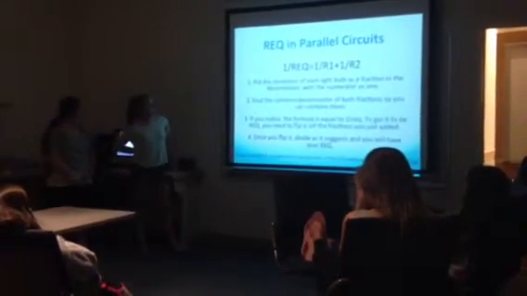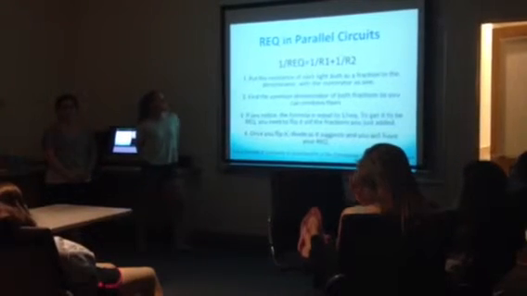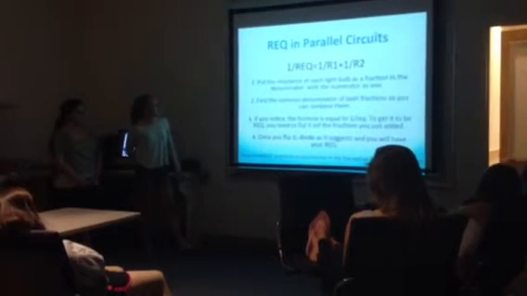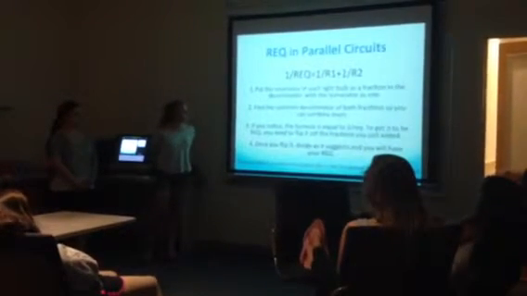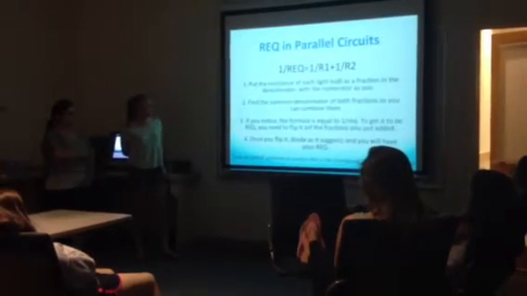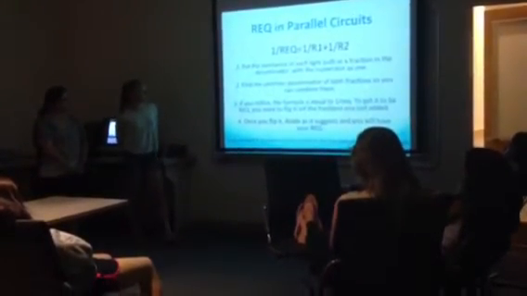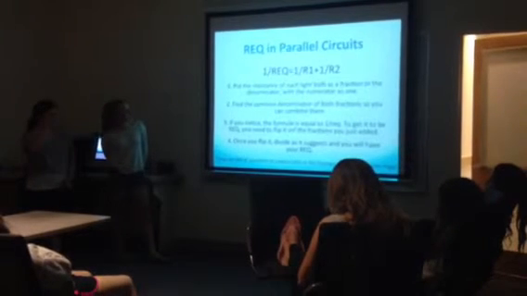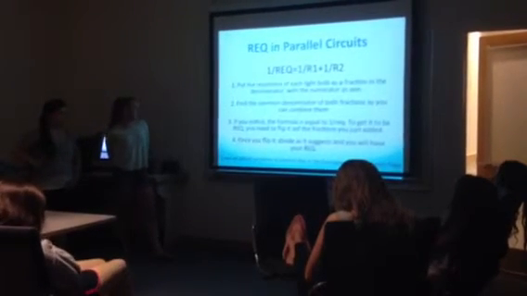It's 1 over REQ equals 1 over R1 plus 1 over R2, or however many you have. The first step is to put the resistance of each light bulb as a fraction in the denominator with the numerator as 1. Then find the common denominator of both fractions so that you can combine them. And if you notice, the formula is equal to 1 over REQ, so you have to get it to be equal to REQ. So you need to flip the reciprocal of the fractions that you just added as well. And once you flip it, divide as it suggests, and you will have your total REQ.